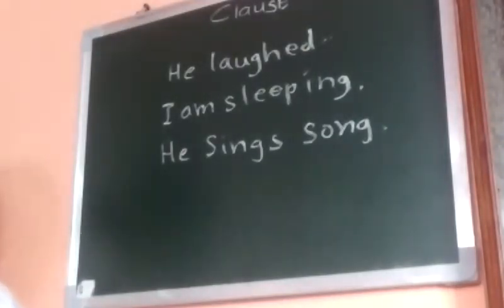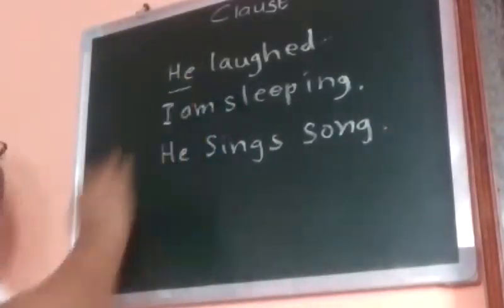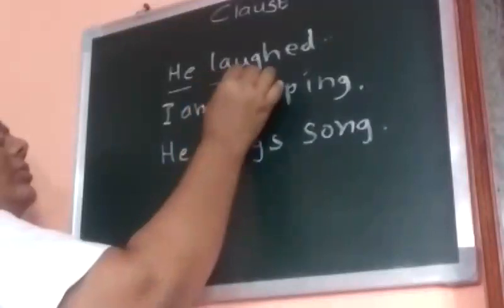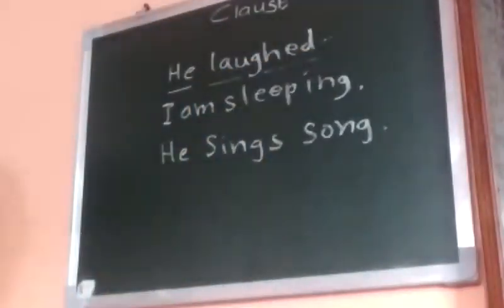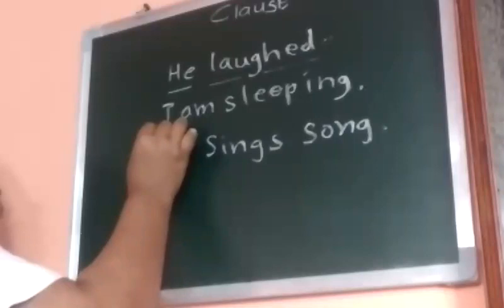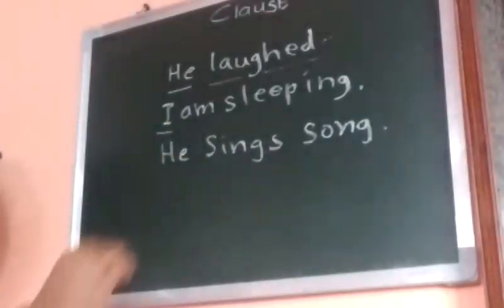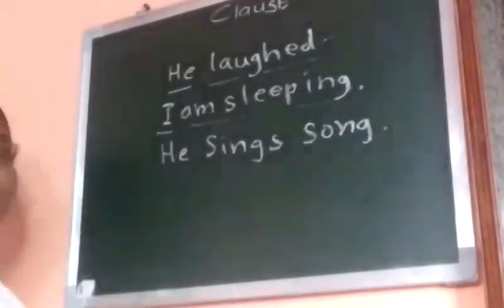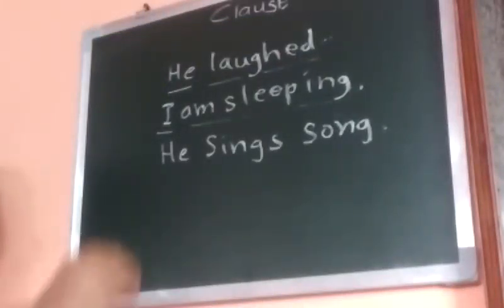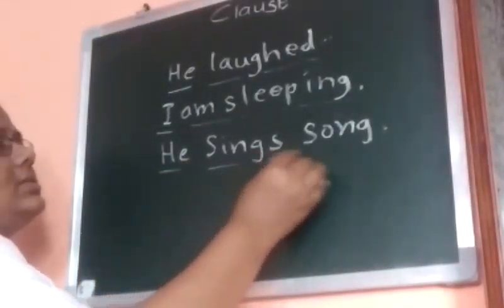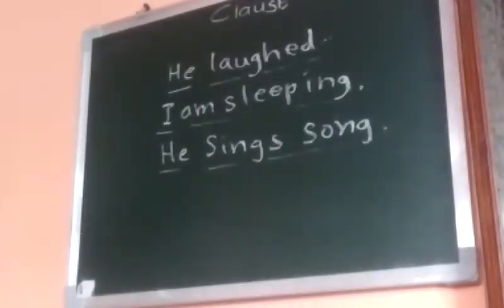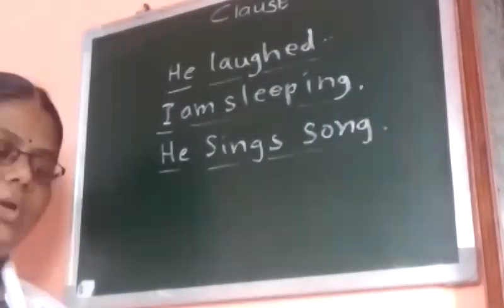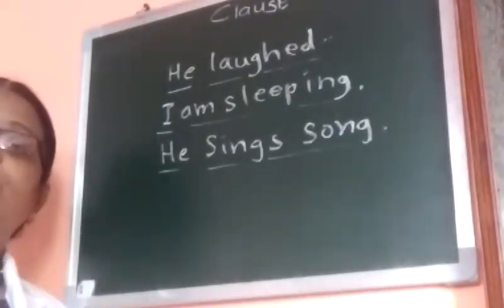In this sentence, we have seen subject as well as verb. He laughed. I am sleeping. He sings song. Now a clause is a meaningful combination of words as it can alone express a complete thought.